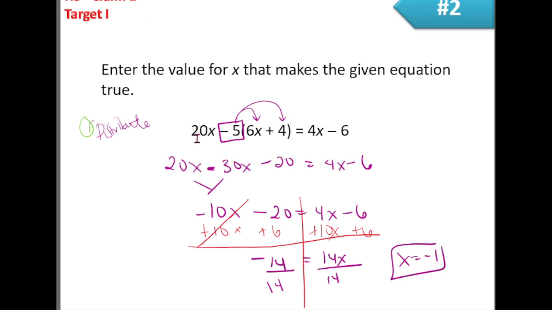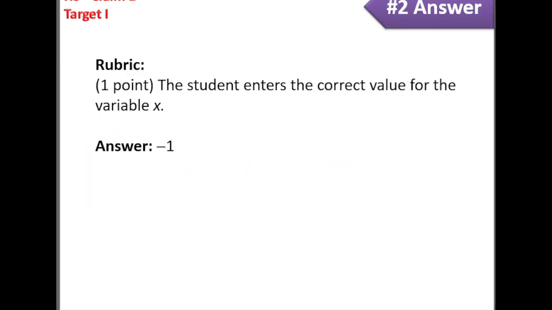Okay, so we just distribute first. Now, step 2 was combine like terms. Step 3, isolate x, and then solve. Right? If you have any questions, let me know in the comments.